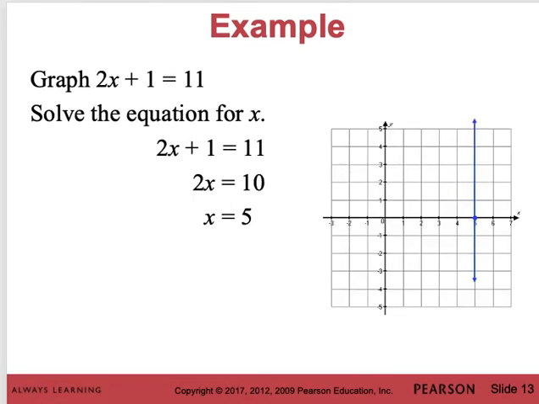And last, here's a graph. We were asked to graph this equation, so we want to solve for x. x equals 5. You'll notice that there's no y value here, so our graph is at 5. If x is 5, then we are graphing a vertical line, just like that.